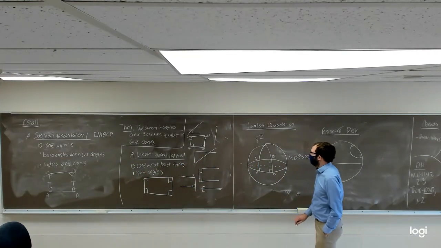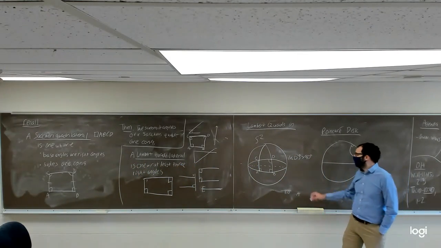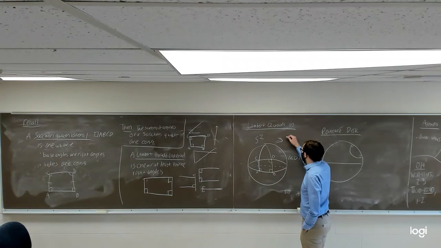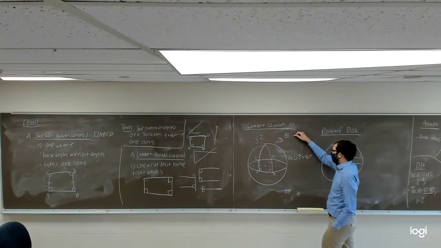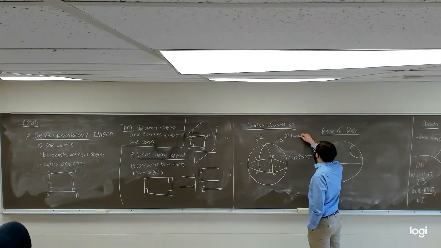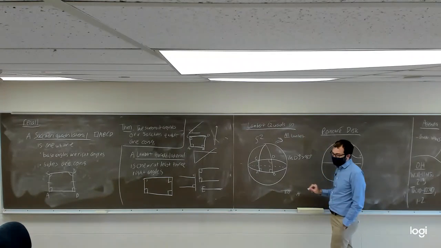So yeah, it's going to turn out that no matter how you draw it in S2, moral of the story is all Lambert quadrilaterals have a fourth angle that happens to be obtuse.